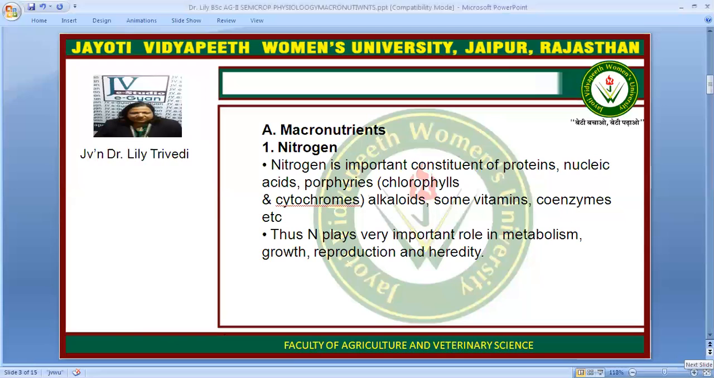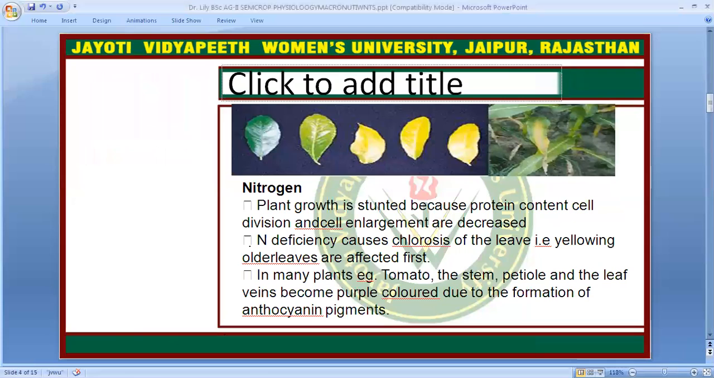It is an important constituent of proteins, nucleic acids, phosphorines, alkaloids, vitamins, coenzymes, and thus it plays a very important role in metabolism, growth, reproduction, and heredity. Now, the deficiency symptoms, as you can see, the plant becomes stunted because protein content, cell division, and cell enlargement are decreased.